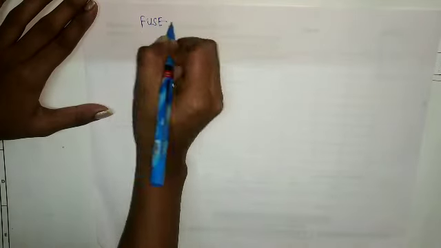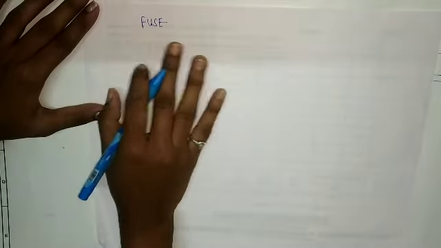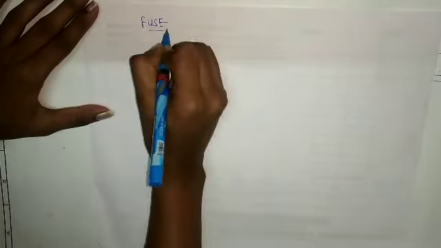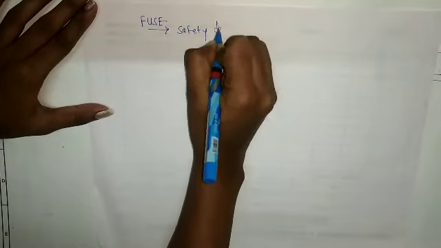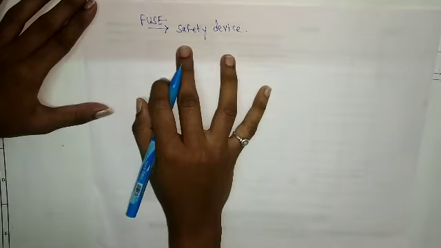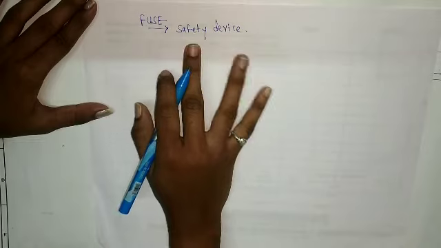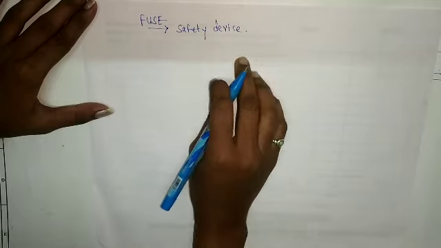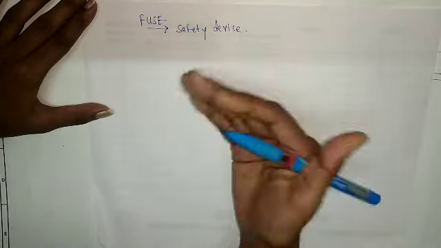So what is fuse? Fuse is a safety device. Remember the keywords. What is the fuse? It is a safety device. Why do we use it? We use this device for safety purpose. Whenever the normal current flows, it's okay. But if the current value increases, overcurrent will flow.